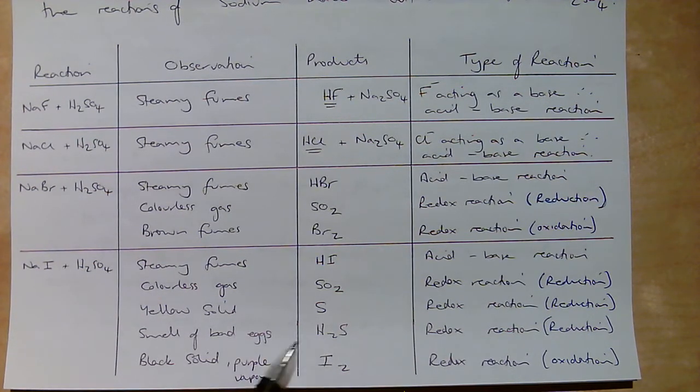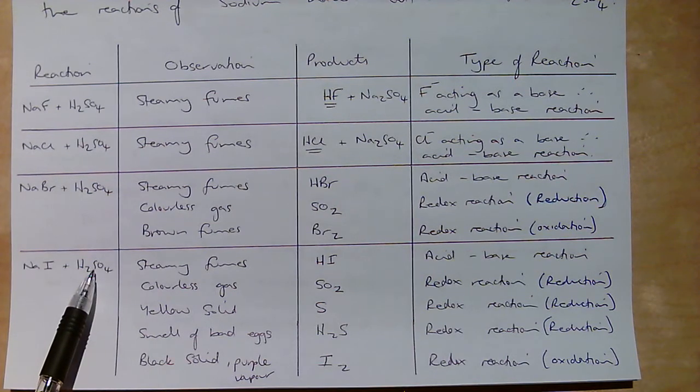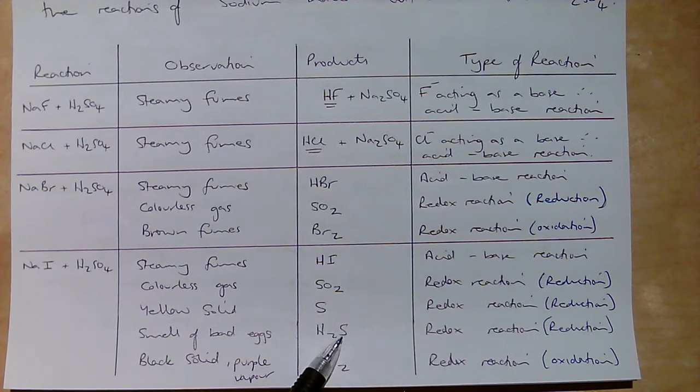Then I get some gas that smells of rotten eggs. Hydrogen sulfide gas, oxidation state of -2. So I've managed to reduce the sulfur from an oxidation state of +6 in the sulfate ion to an oxidation state of -2 in the H2S. So these were all reduction reactions.